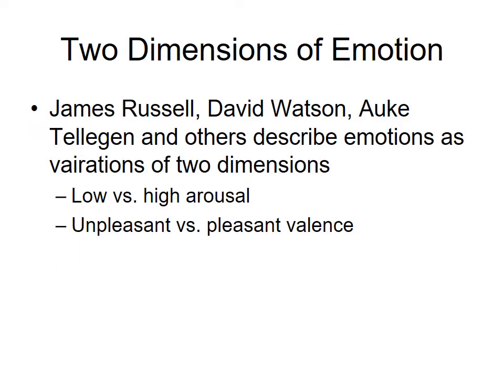You should know the two dimensions that are described for emotion. It's going to be low and high arousal. Think of those as expression, like a lot of expression or not a lot of expression. And then unpleasant and pleasant valence. And those are really just kind of thinking about good and bad emotions.